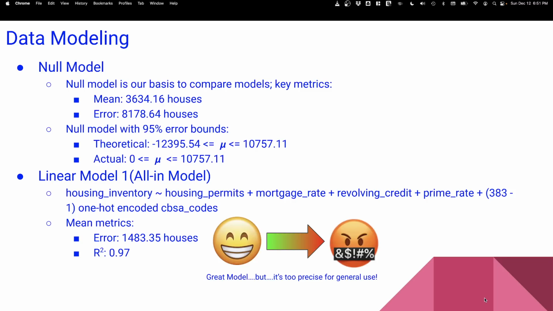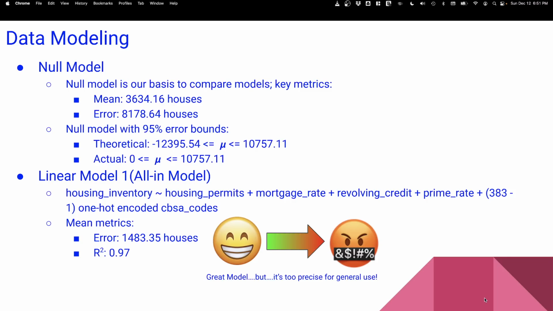So we start off with our null model for our data model. And that's just looking at the mean of the housing inventory. We see we've got a mean of 3,634 some odd houses with an error of 8,178 houses. Looking at our 95% error bounds across the mean, we see that's well into negative territory and then well into positive territory. Obviously, we can't have negative housing inventory, so we rebound this as 0 to 10,757 for our null model.